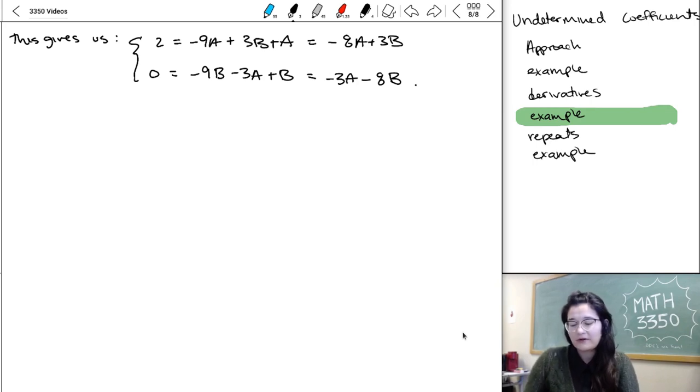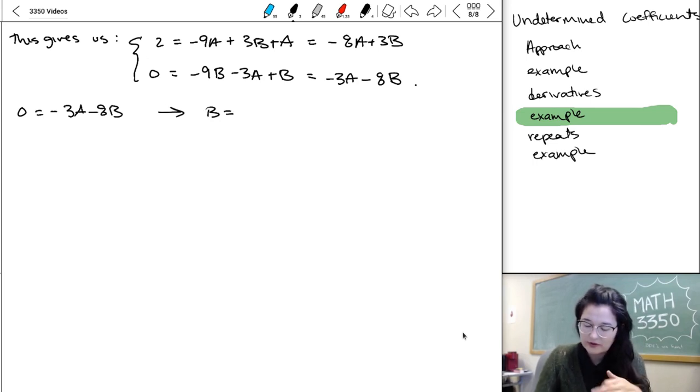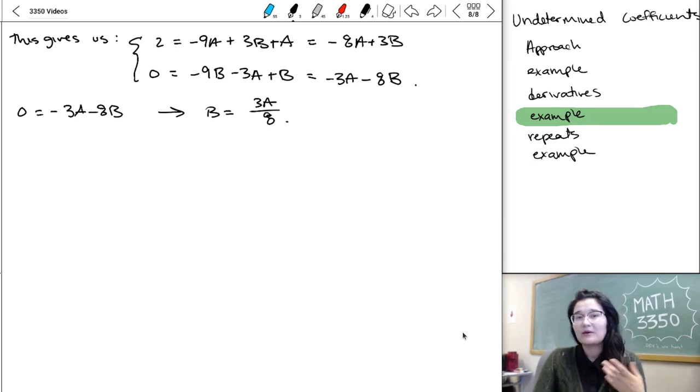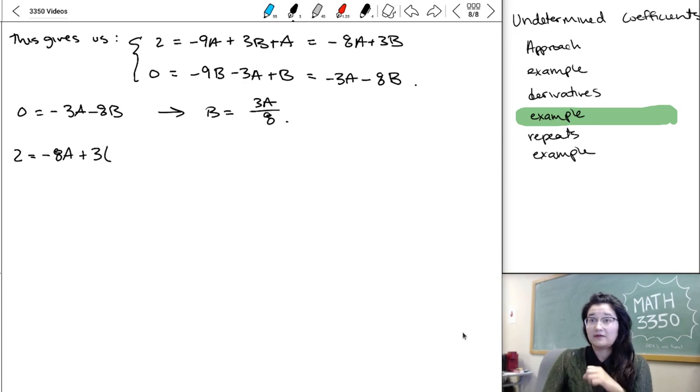This is one where I prefer to work backwards because I like the ones that are equal to 0 more than the ones that aren't. So 0 equal to minus 3a minus 8b tells me that b is equal to 3a over 8. And then I'll plug that into the more complicated one. 2 equal to minus 8a plus 3b is plus 3 times the thing I just found, 3a over 8.